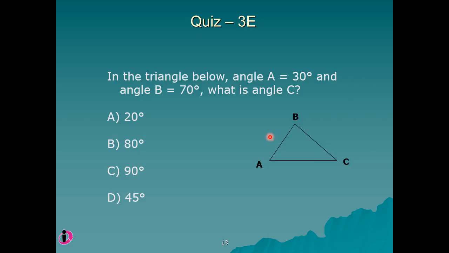If A is 30, this is just an angle. So if A is 30, B is 70, how much is C? 80, right? Because the total has to be 180. So right answer is B. A is 40, B is 80. So C is 60, right? Right answer is D. Again, if A is 60, B is 60, C must be 60, right? So right answer is D.